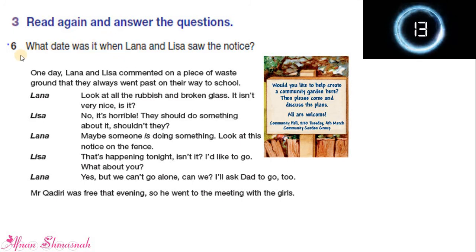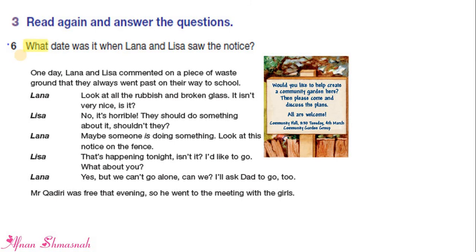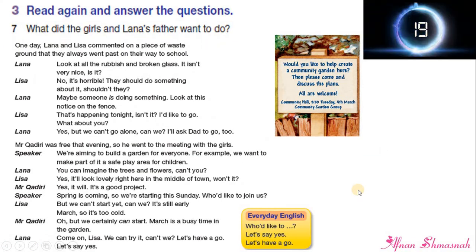This is a tricky question. What date was it when Lana and Lisa saw the notice? So the keywords that helped us are: what date Lana and Lisa saw the notice. By reading this and trying to answer, we'll find that it was 4th of March. Why is it 4th of March? Because that's happening tonight, and tonight is 4th of March, right? 8:30. So the date is 4th of March. Next.